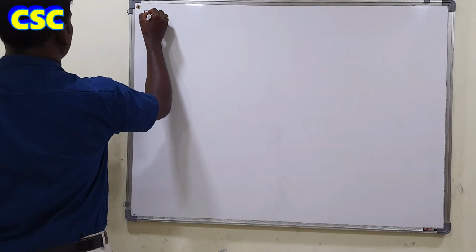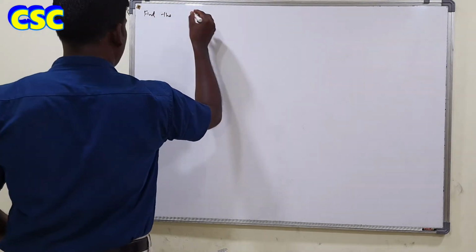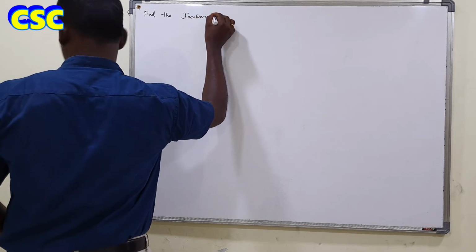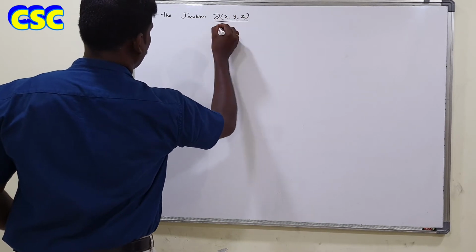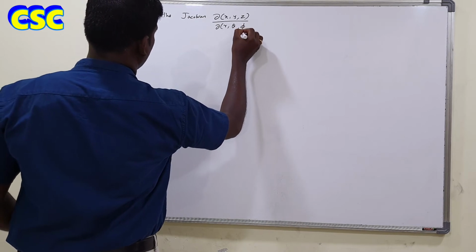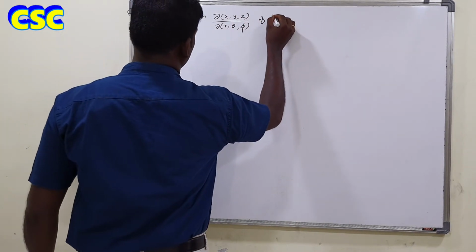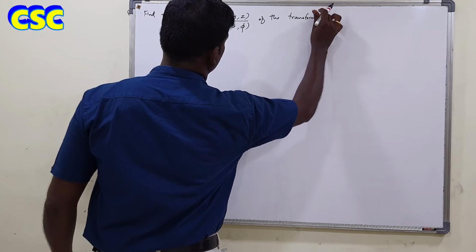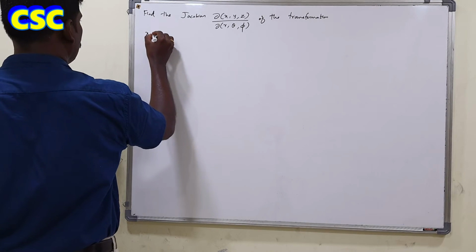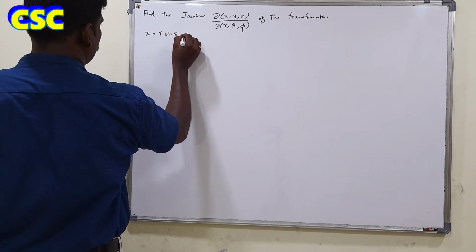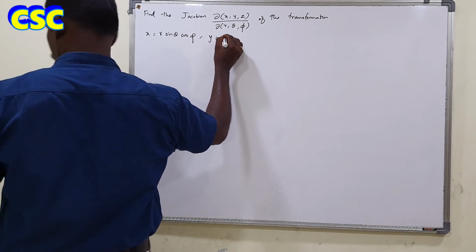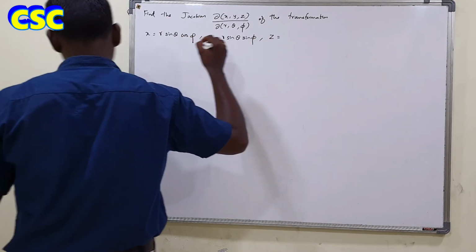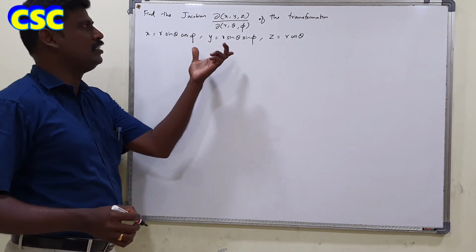find the Jacobian dou of x comma y comma z with respect to dou of r comma theta comma phi of the transformation x is equal to r sin theta cos phi, y is equal to r sin theta sin phi, z is equal to r cos theta. These coordinates are generally called spherical coordinates.